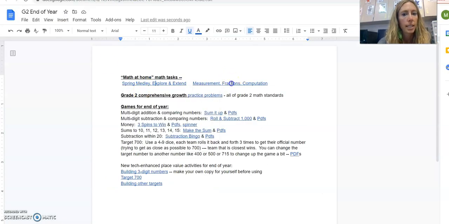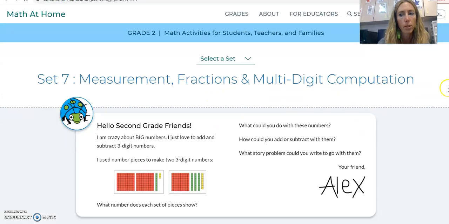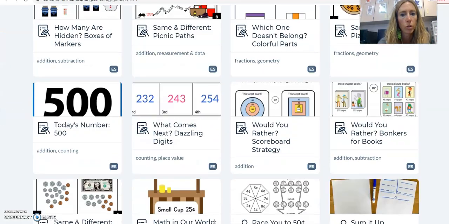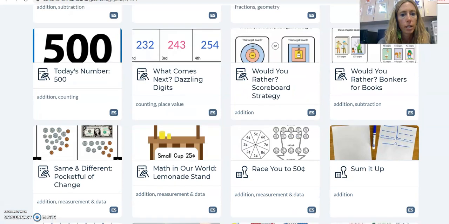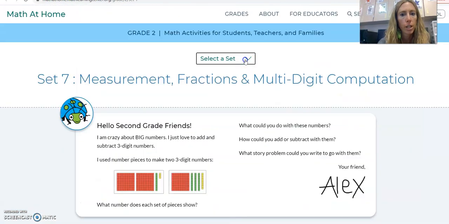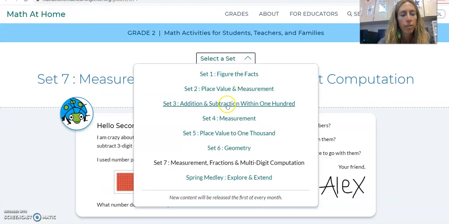Another set is from Unit 7 on measurement, fractions, and computation, just to give you some more to look at. If you're like, oh, I really want some more from a different unit, then you can select a set from another unit that you have already worked through.